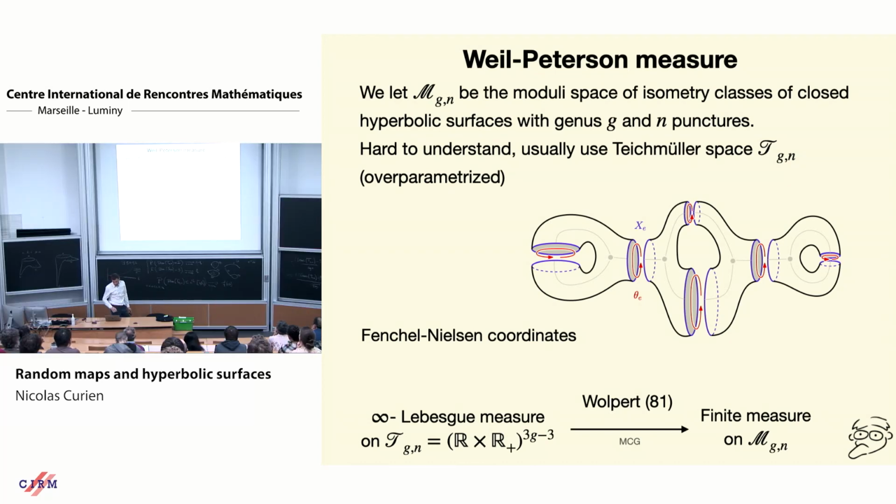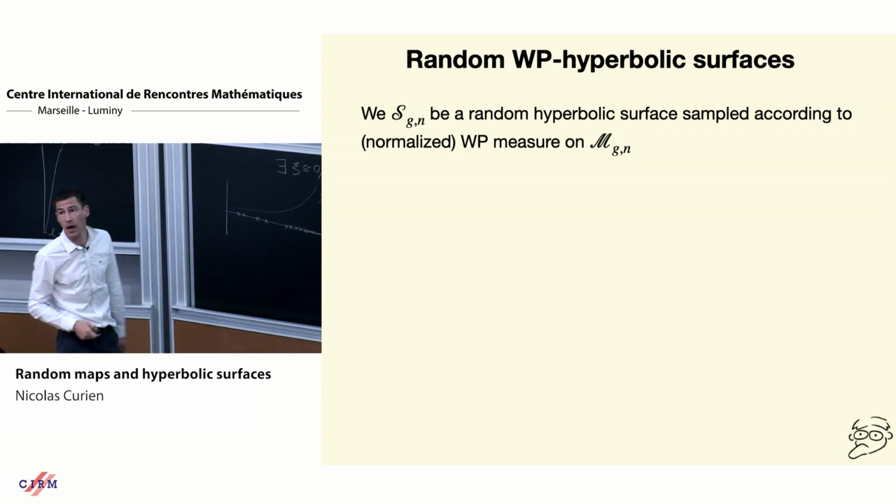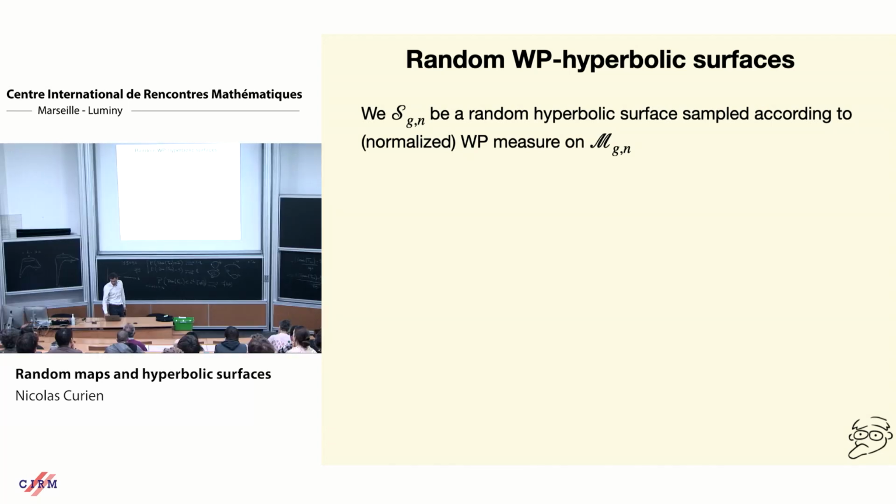Okay. So if you're not familiar with that, think of this as kind of the Lebesgue measure on this space. And since it's a finite measure, you can normalize it to be a probability measure and sample a hyperbolic surface using this measure and get a random hyperbolic surface that we will be denoting by S_{g,n}, a random hyperbolic surface sampled in M_{g,n} using Weil-Petersson.